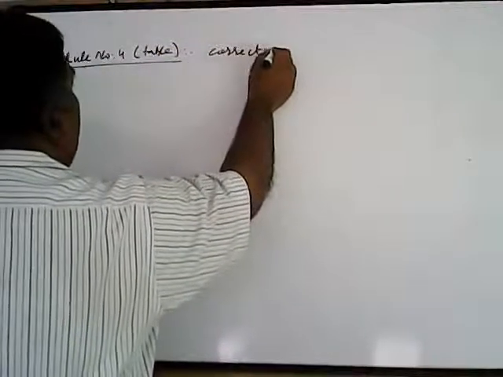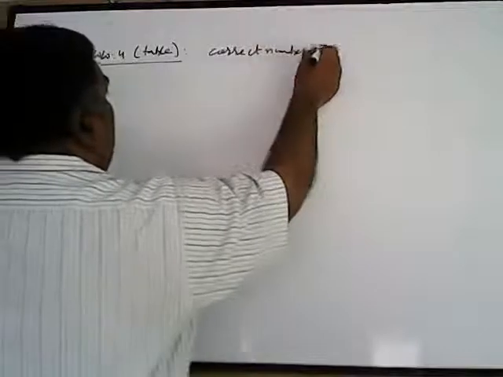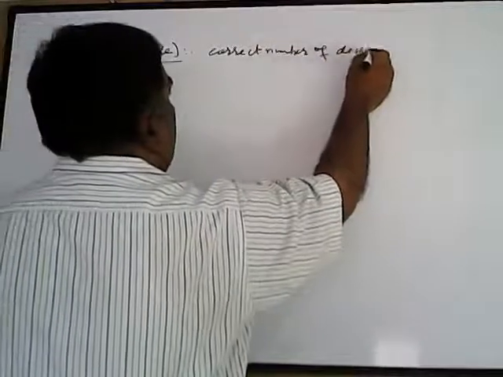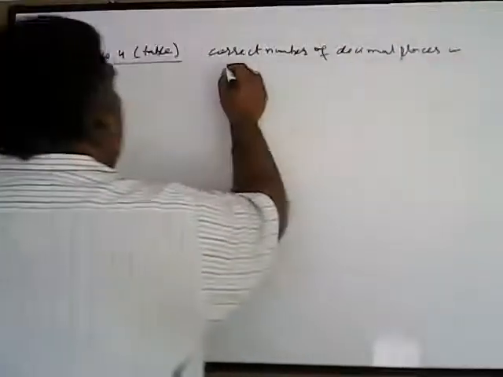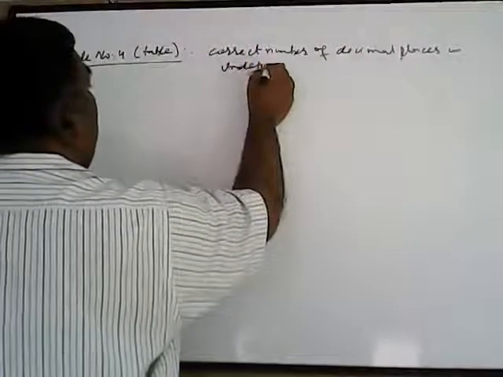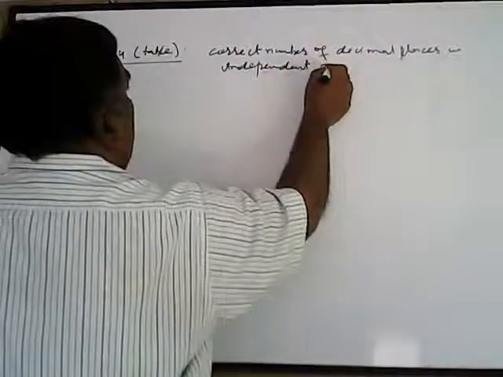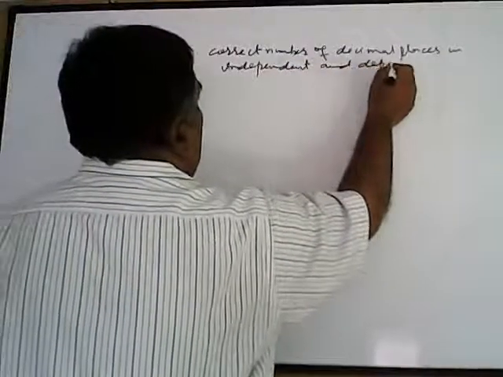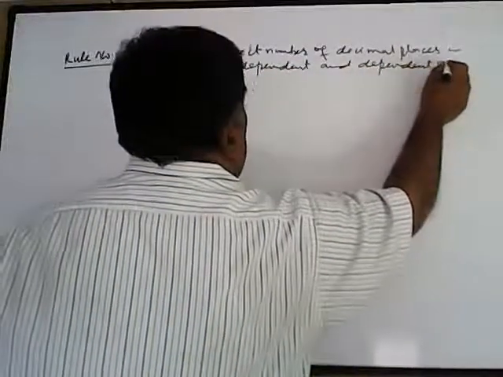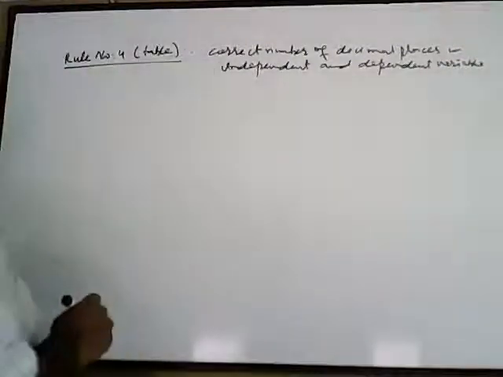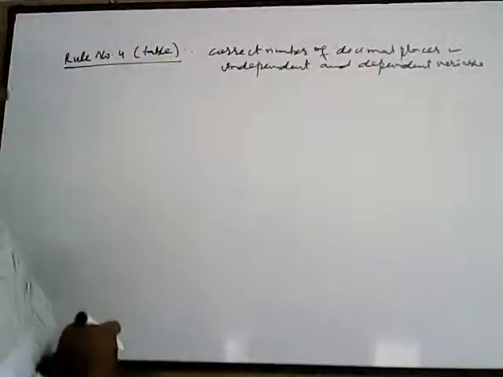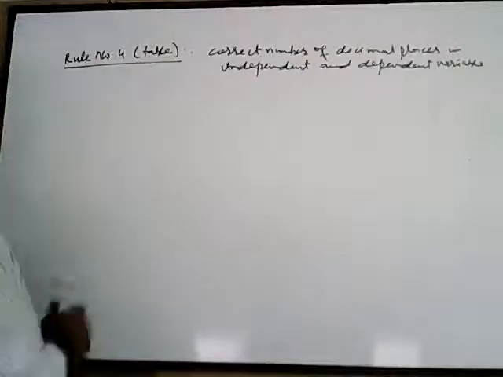Correct number of decimal places in independent and dependent variable. Now, the rule is actually we take care of the number of decimal places for the independent variable.